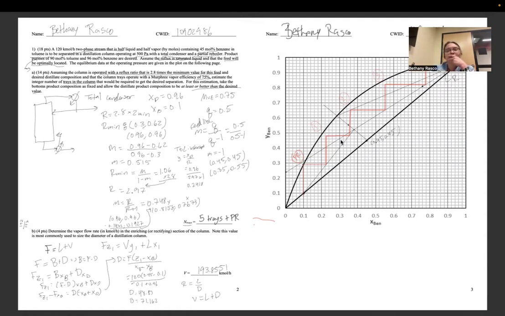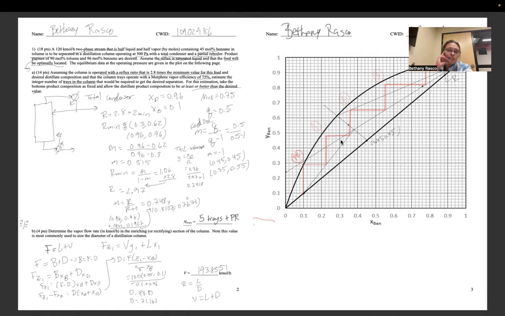And then I got five trays plus partial boiler if the total condenser counted, which I'm pretty sure it doesn't because it's a total condenser. So therefore it isn't a stage, it shouldn't be. It's like a point because it's just a total condenser. But if it was, it'd be the top thing and it'd be 4 trays plus a partial boiler and a total condenser. But I'm gonna say it's 5 trays plus partial boiler.